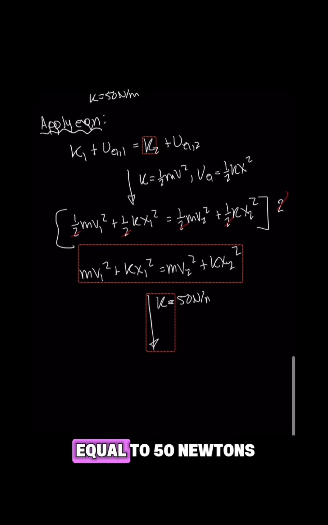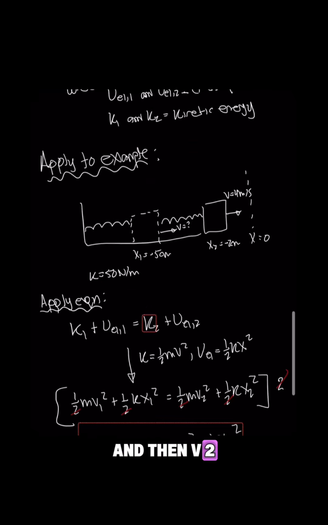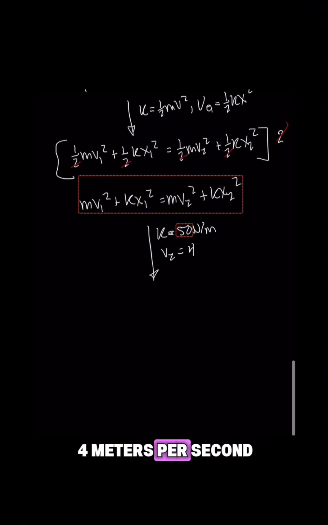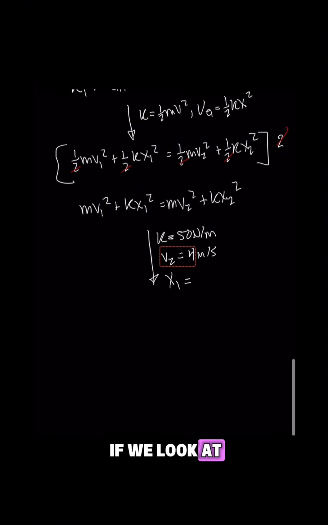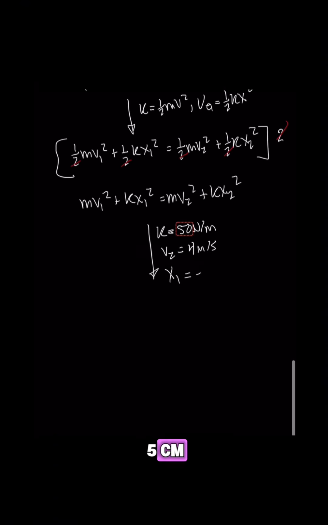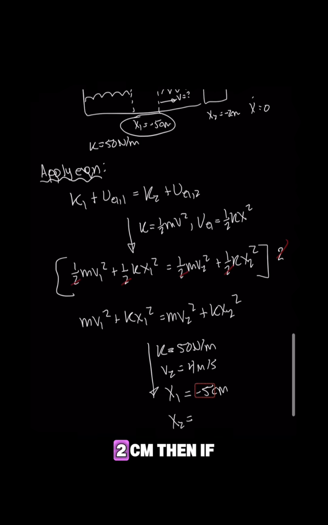So we have k equal to 50 newtons per meter. And then v2, if we look at our diagram, is equal to 4 meters per second. And then x1, if we look at our diagram, is equal to -5 centimeters. Also, x2 is going to be equal to -2 centimeters.